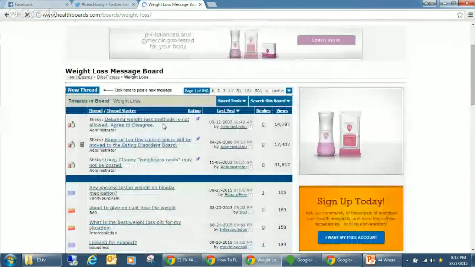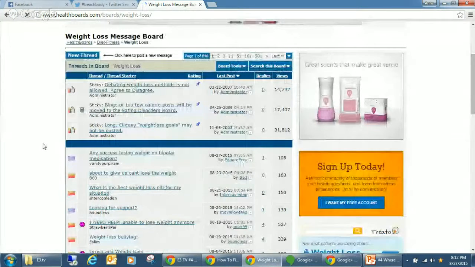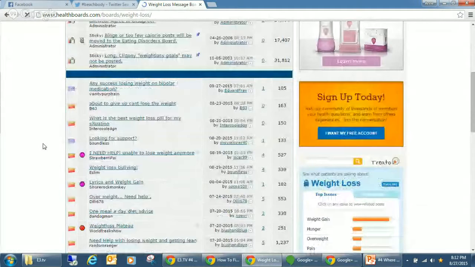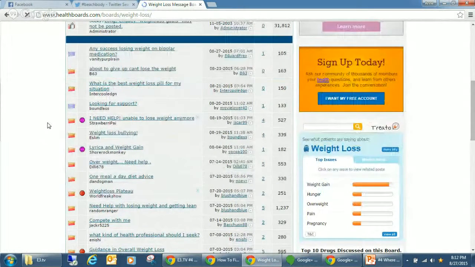Debating weight loss message, or actually that's a sticky. Nobody should be fighting out on these boards, I guess. Anyway, look at this one: any success losing weight on bipolar medication. So if you are a health and wellness company that sells supplements and you have certified physician information about losing weight with these, with a doctor, I know my former company just said, ask your doctor, because they don't want to assume that responsibility. So that's probably a bad example, but here's a great one.